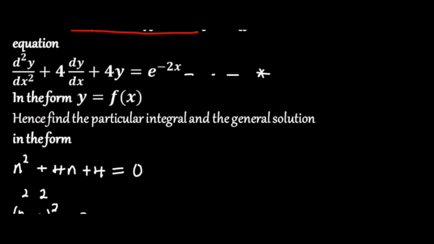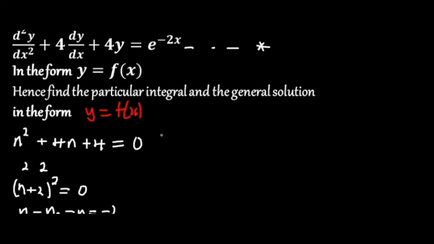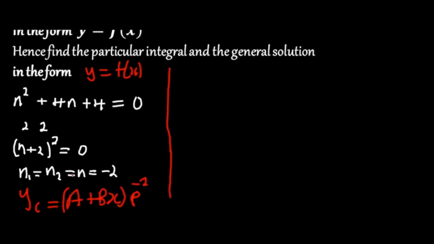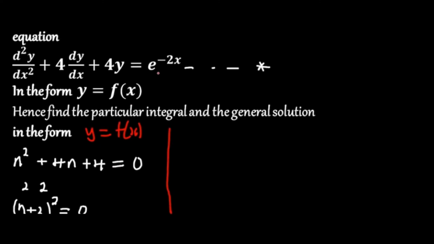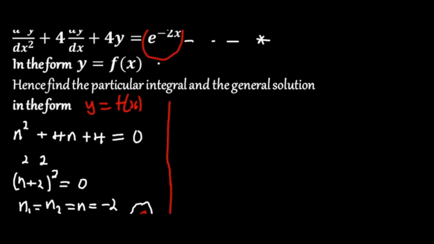We're asked to hence find the particular integral and the general solution in the form y equals f of x. Now after getting our complementary solution, to get our particular solution, we have to take note that our particular solution is part of our complementary solution. So if we look at e to the minus 2x, we notice that it's also e to the minus 2x here. So this is going to pose a problem if we just look at our particular solution normally.